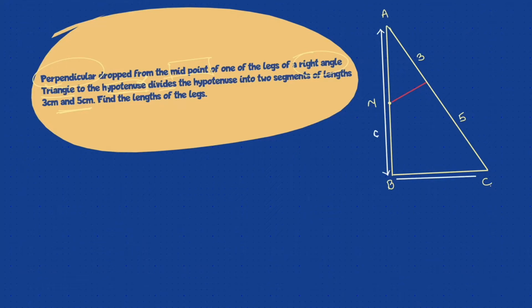What is the length of the legs? So let the length of one leg be C and let the length of the other leg be A. All I'm supposed to find out right now is the measurement of A and C. Now let's start. Let the perpendicular be dropped at a point P. So I know angle P is equal to 90 degrees.